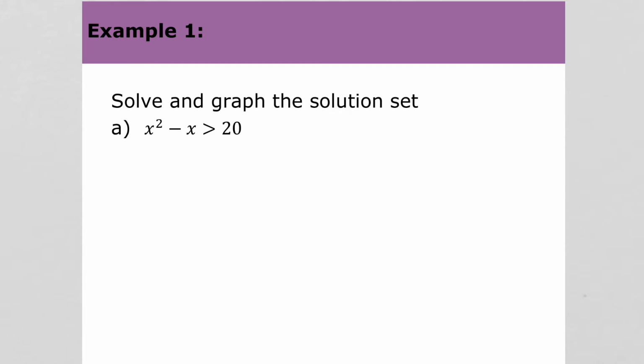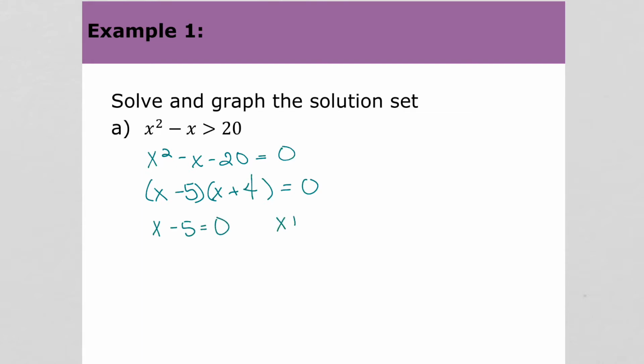So this one is quadratic. The first thing we have to do is get everything on one side, so subtract 20 from both sides. I'm going to set it equal to 0 and solve for x. This one will factor. Factors to be x minus 5 times x plus 4. Set both of those equal to 0. I'm going through this pretty quickly because you've done all that before, factoring and solving. And so we found that the solutions are at x equals 5 and x equals negative 4.